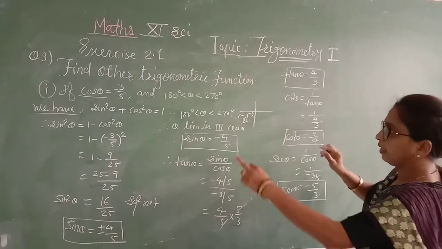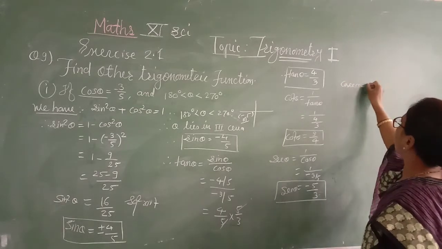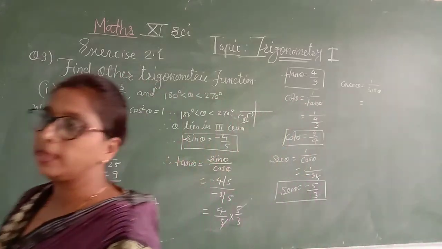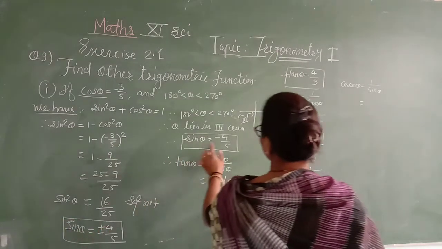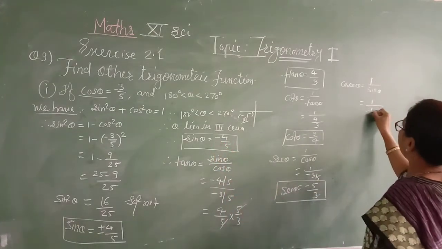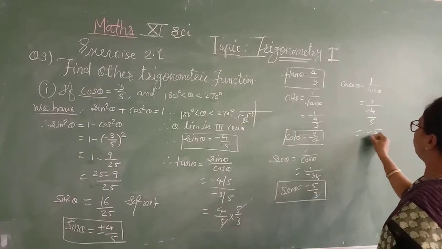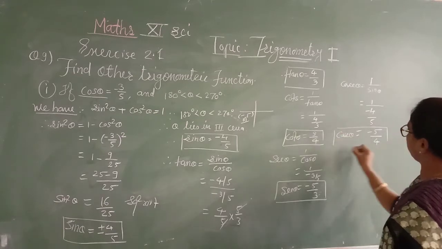Then next is cosec theta. Cosec theta is the reciprocal of sin theta. Put up the value of sin theta in that formula. What we get? We get 1 upon sin theta. Sin theta value is given, 1 upon minus 4 by 5. If this goes up, it becomes minus 5 by 4, which is equal to cosec theta.